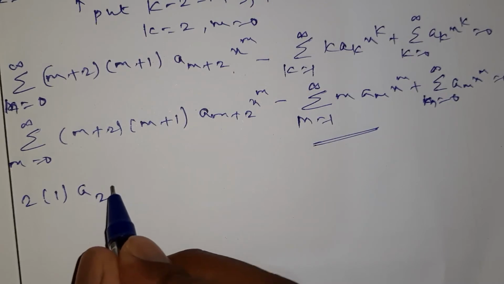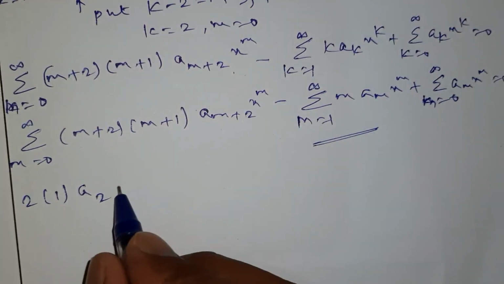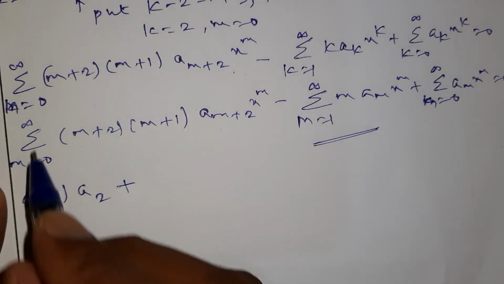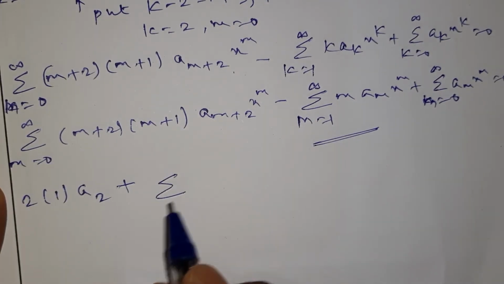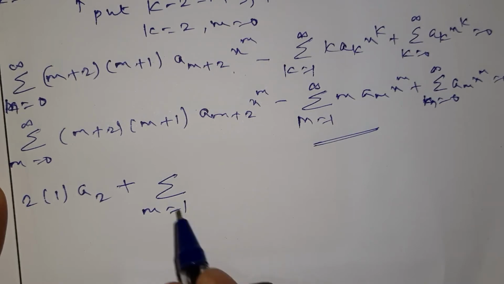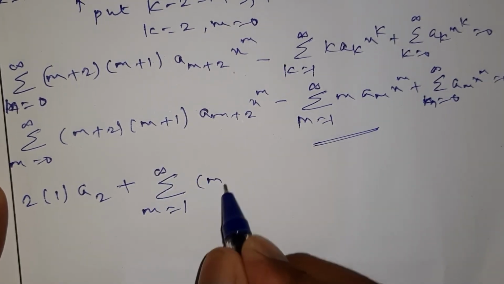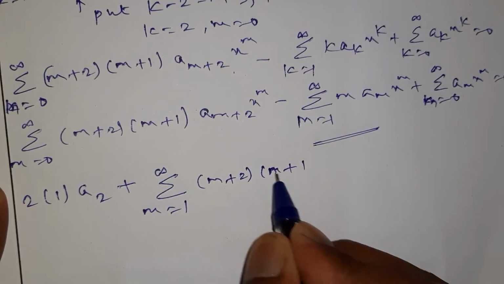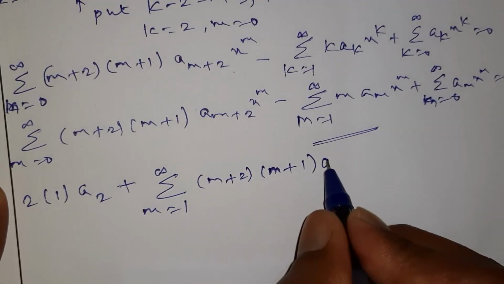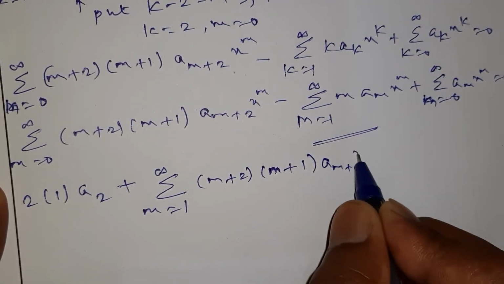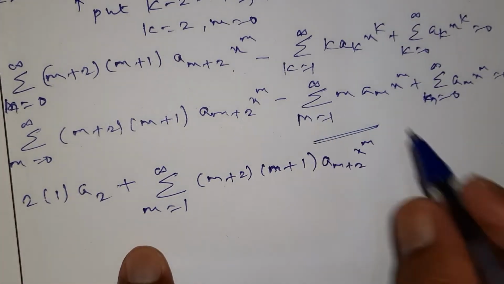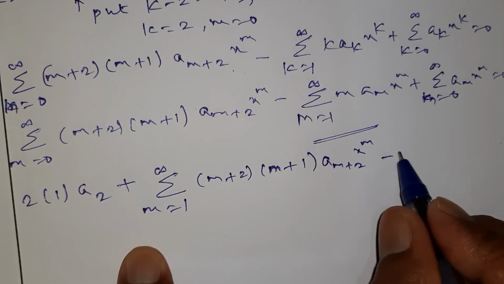A2 x raised to 0 is 1, plus. Okay, we just substitute m equal to 0, remaining term as it is. So, series m is equal to 1 to infinity, m plus 2, m plus 1, getting it? Then a(m plus 2) x raised to m. This term is over, minus. This is as it is.